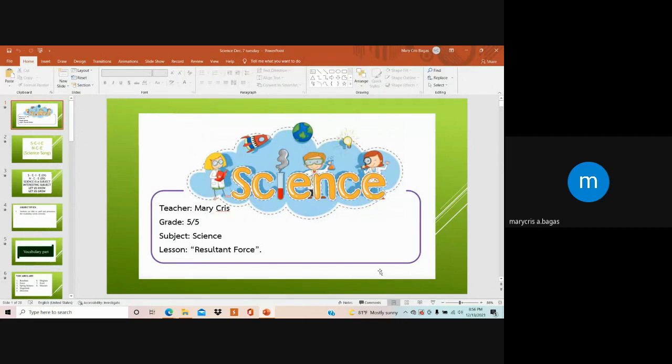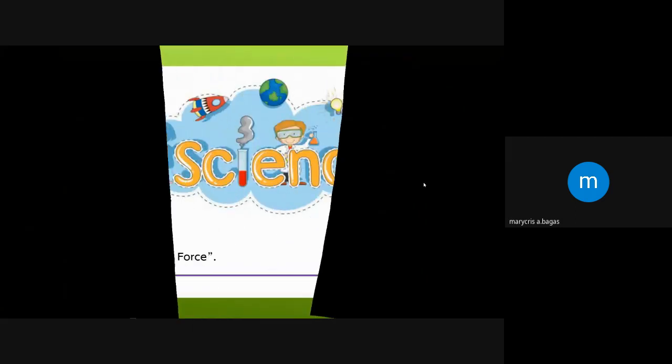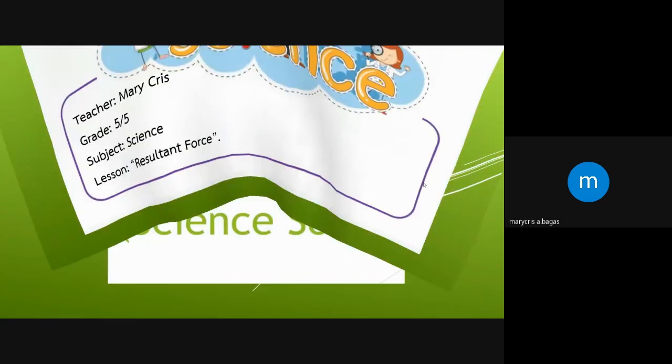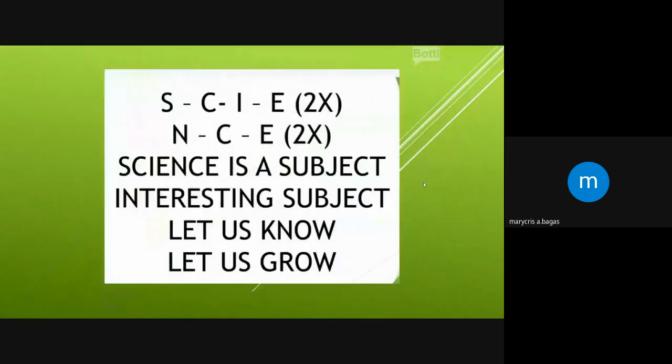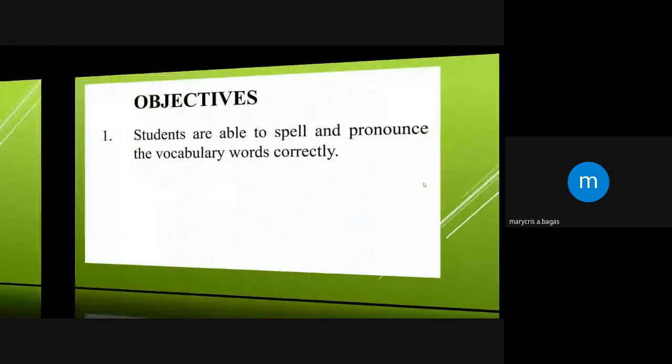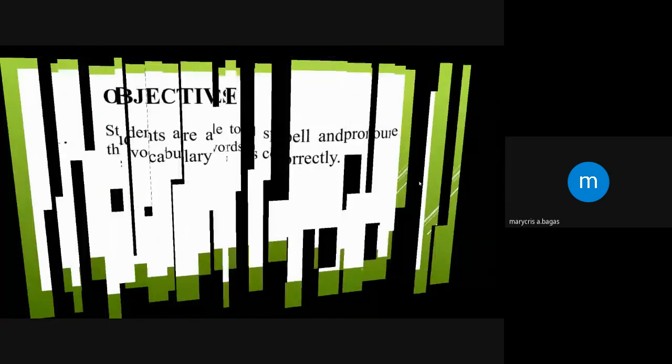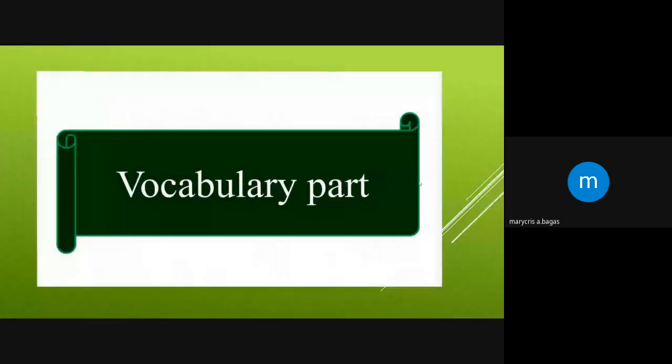Okay, so we're going to review first our lesson last time about resultant force. So we have here vocabulary words, but let's read our objectives for this lesson. Students are able to spell and pronounce the vocabulary words correctly. Okay, so we have here vocabulary words.